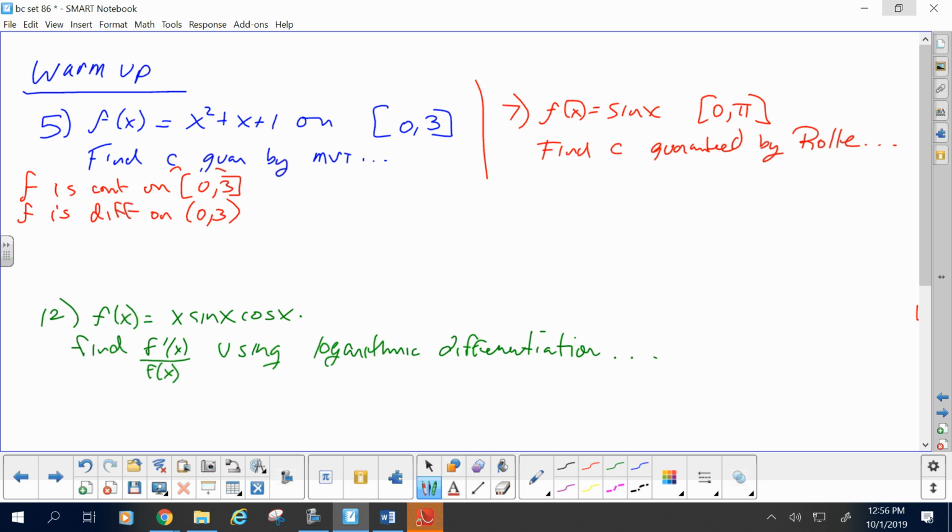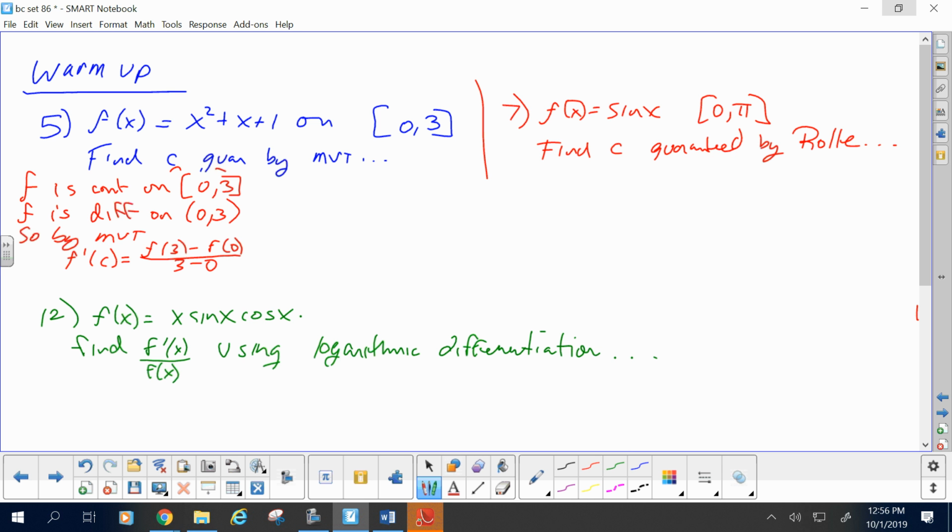All right. So, by MVT, there must be a C. I don't actually usually write that on a homework problem, but it technically should be there: there is a C in 0 to 3 such that f prime at C equals f at 3 minus f at 0 over 3 minus 0. There's got to be a place where the instantaneous rate of change equals the average rate of change.